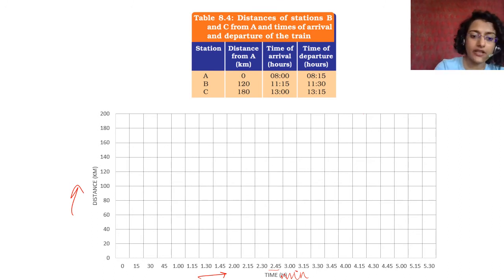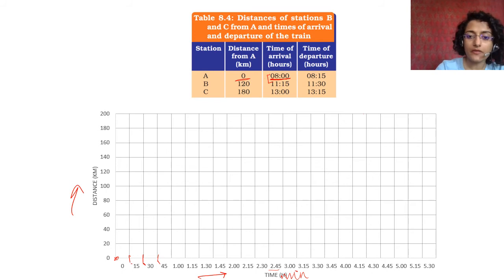So I have taken this to be 0, for example 8 o'clock when it started, so I have taken that to be 0, and I have taken intervals of 15 minutes, right? So if this is 0, then intervals of 15 minutes here. This is 15, this is 30, this is 45 minutes, this is 1 hour. Then you see that this is 3 hours 15 minutes away, right?